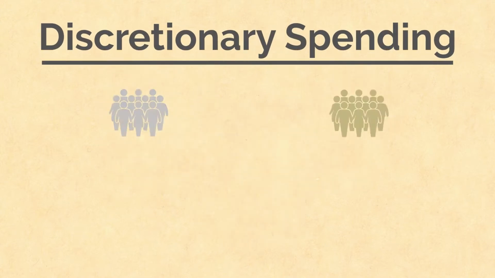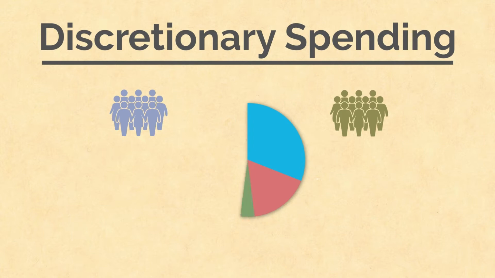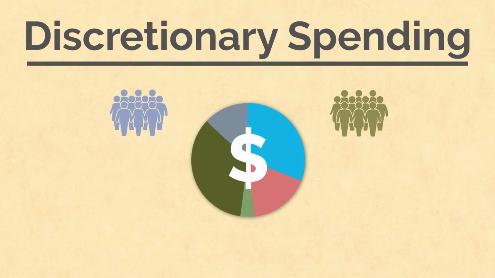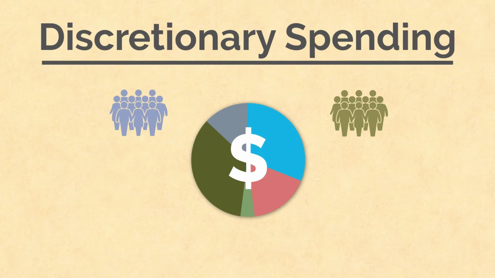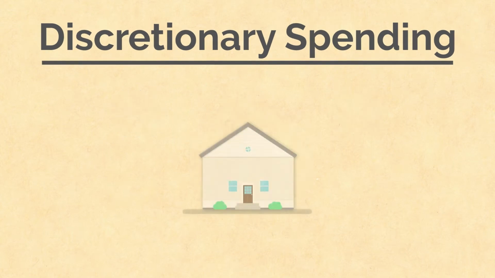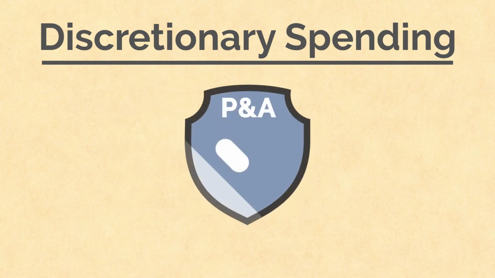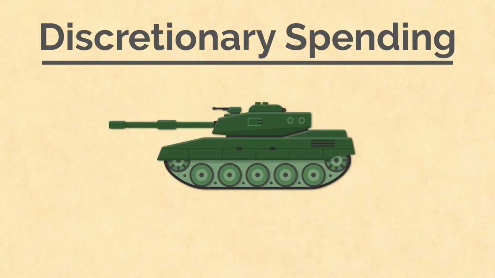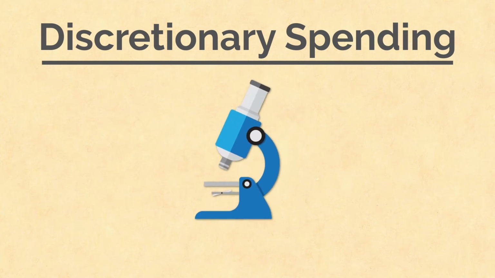Discretionary spending. There are some things that the Appropriations Committees do get to decide on every year. These things are called discretionary spending. Some examples of discretionary spending are housing programs, protection and advocacy, national parks, the military, and scientific research.